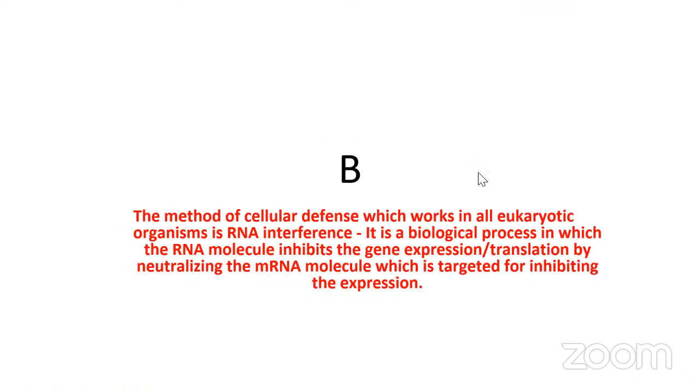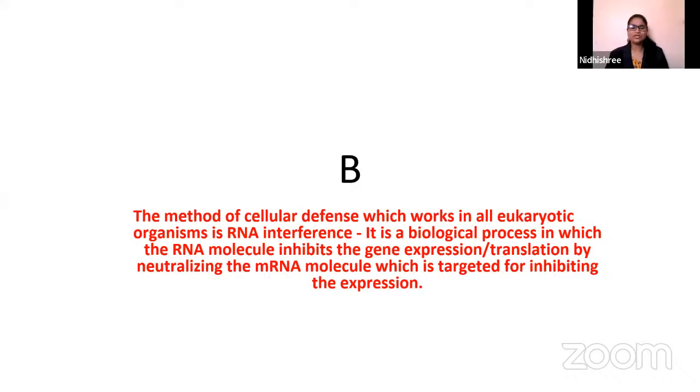The method of cellular defense which works in all eukaryotic organisms is RNA interference. It is a biological process in which the RNA molecule inhibits the gene expression or translation by neutralizing the mRNA molecule. It is targeted for inhibiting the expression.